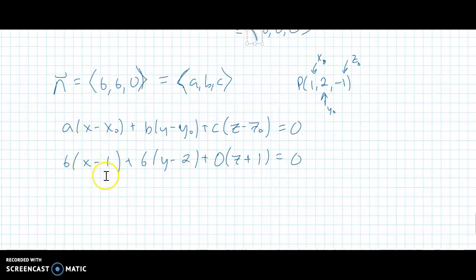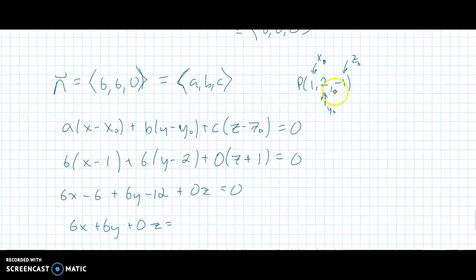Typically, I want you to write it as ax plus by plus cz equals d. So I want you to combine like terms and put the one piece over on the right side. So if I simplify this, I get 6x minus 6 plus 6y minus 12 plus 0z. So the c value is 0 in this case, equals 0. And then if I simplify that, I get 6x plus 6y plus 0z equals, move those over, I get 18.